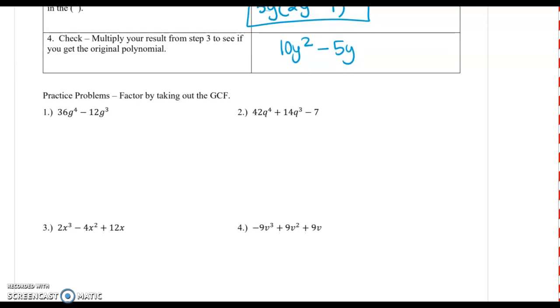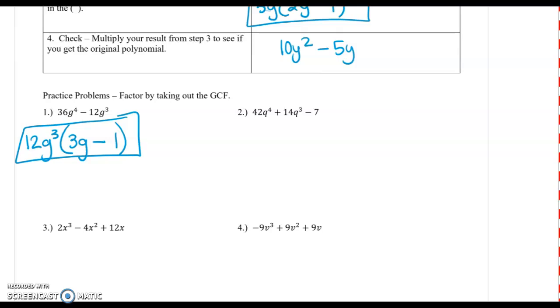Okay, so for number 1 here, we're going to first take out the GCF. So we know that 12 goes into both of these. And then we have g to the 4th and g to the 3rd. So g to the 3rd is the smallest. So 12 goes into 36 3 times. G to the 3rd, g to the 4th. If I divide that, I have g left over. Okay, and again, if you multiply that, that would give you 36 g to the 4th. So 12 goes into 12 once, g to the 3rd goes into g to the 3rd once. So this would be my final answer.